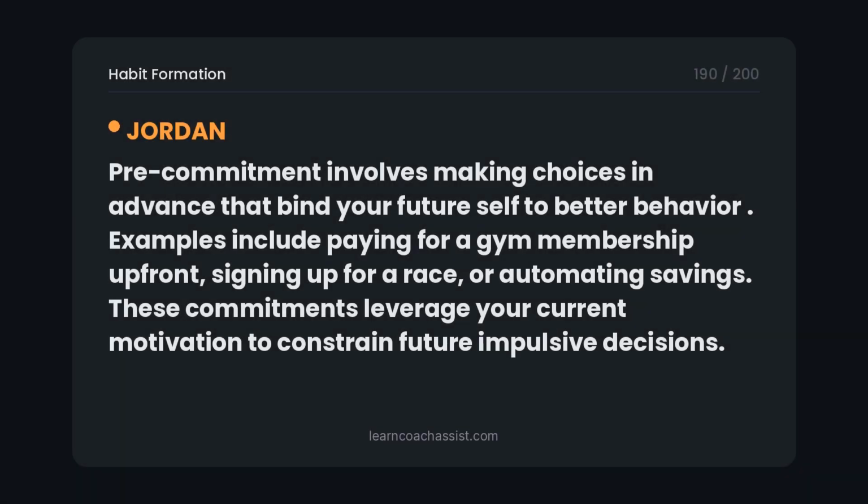What is the role of pre-commitment in habit formation? Pre-commitment involves making choices in advance that bind your future self to better behavior. Examples include paying for a gym membership upfront, signing up for a race, or automating savings. These commitments leverage your current motivation to constrain future impulsive decisions.